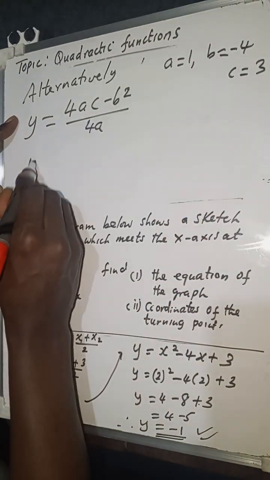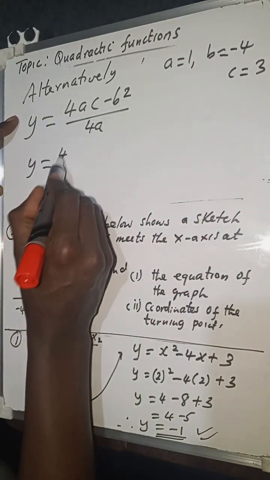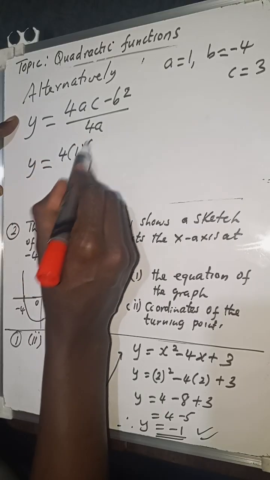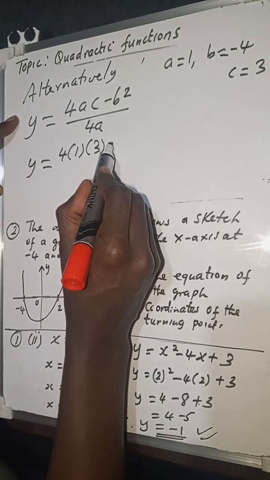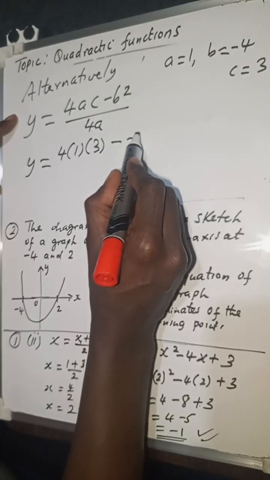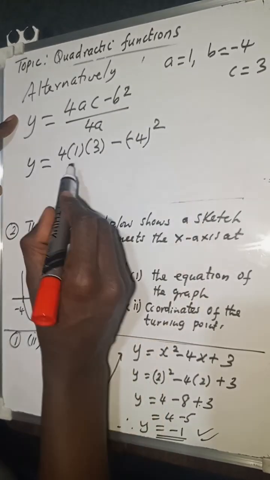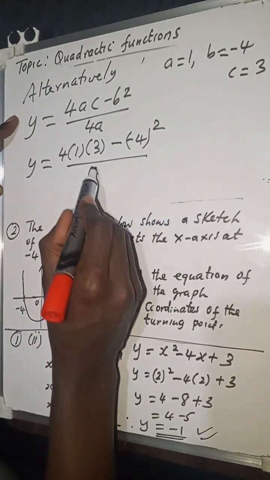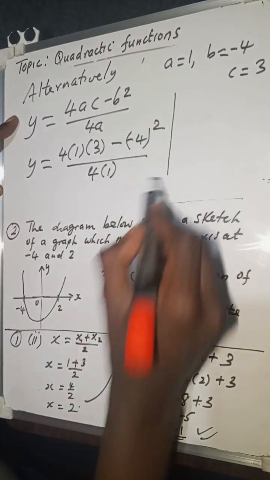So let's try to see if we can replace there. So it will be 4 times, what is our a, which is 1, and what is our c, which is 3, minus what is b, it is negative 4, but this raised to the power 2, over 4 multiplied by 1. So that's what we mean.